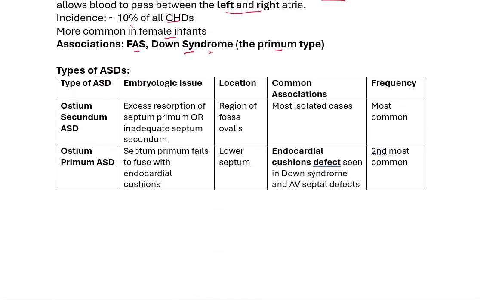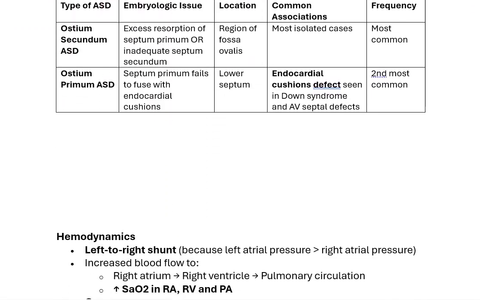So going back to ASD, it could be a problem with the ostium secundum, which is usually the most common, or it could be a problem with the ostium primum, right? If it's ostium secundum, remember, it is the one that is attached to the roof of the atrium. So that's going to be excess resorption of septum primum or inadequate septum secundum. And the location is usually the region of the fossa ovalis that we saw earlier. And this is usually isolated by itself and is the most common.